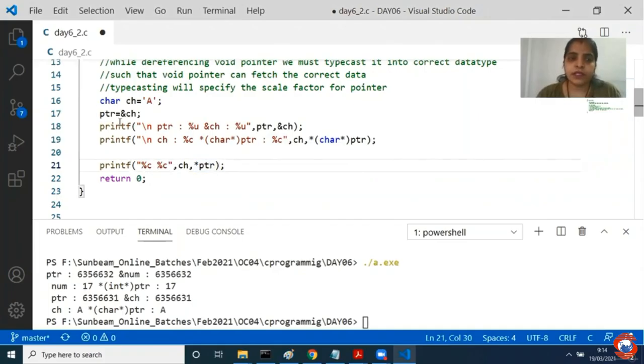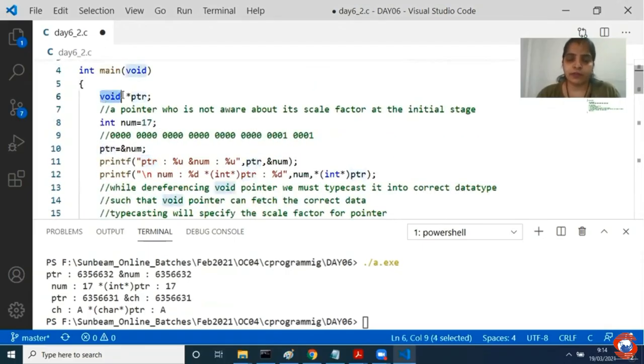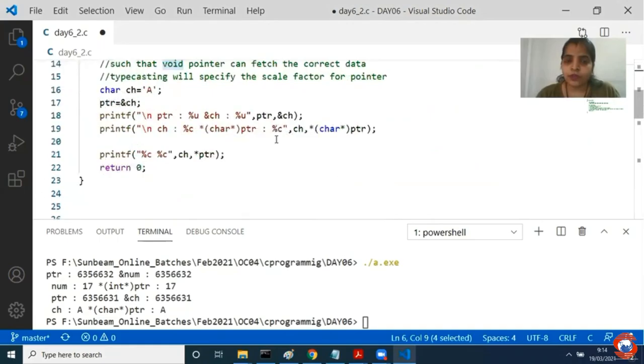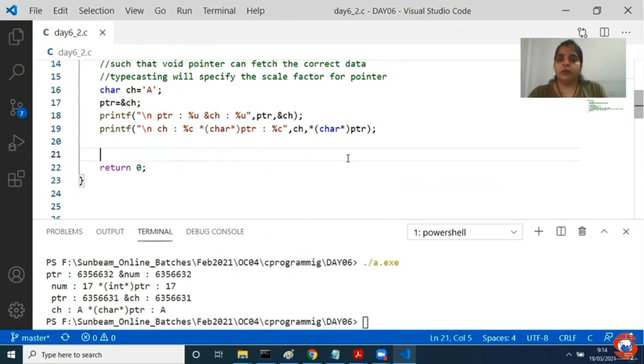What is PTR? PTR is holding address of CH. But is my PTR aware about how much is the byte of data I want to refer? No. तो मुझे बताना पड़ेगा ना पॉइंटर को कि अरे ये कैरेक्टर पॉइंटर है, उसको रेफर करो as 1 byte. Have you understood the meaning of writing inside the bracket? If you are using a void pointer, तो आपको compulsory typecast करना पड़ेगा. Otherwise, your compiler will not understand. Have you understood?